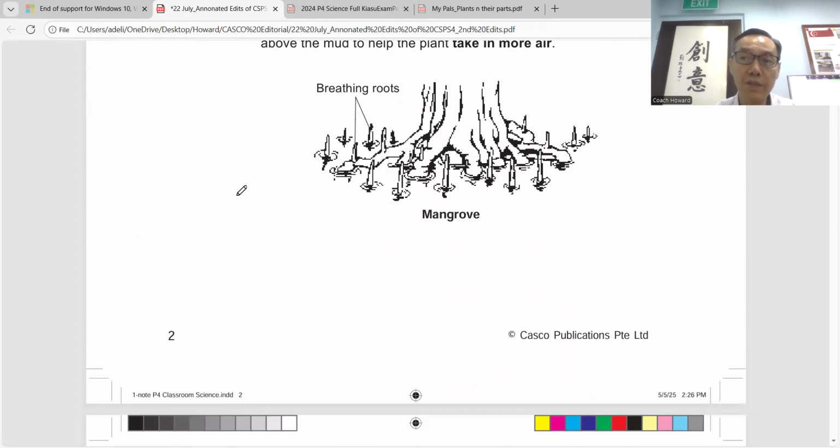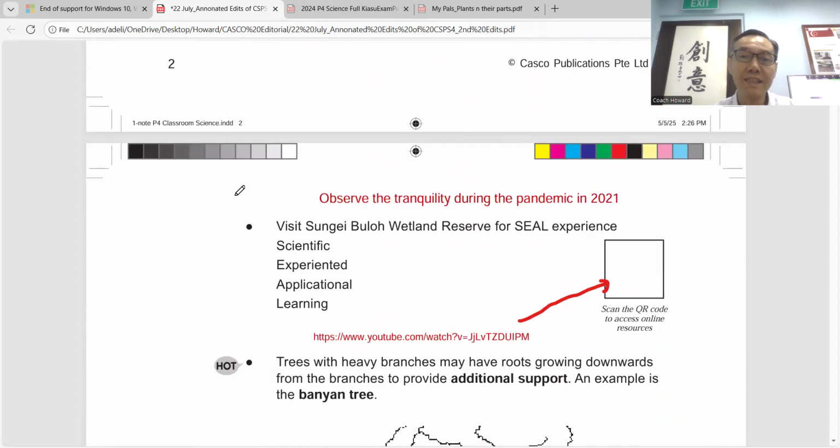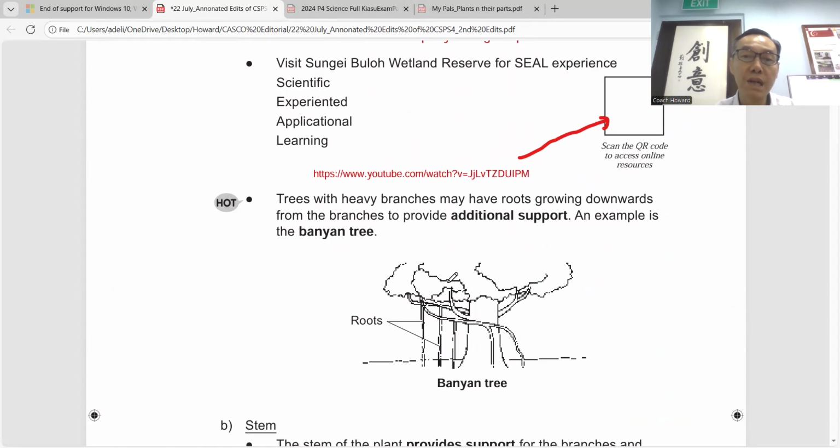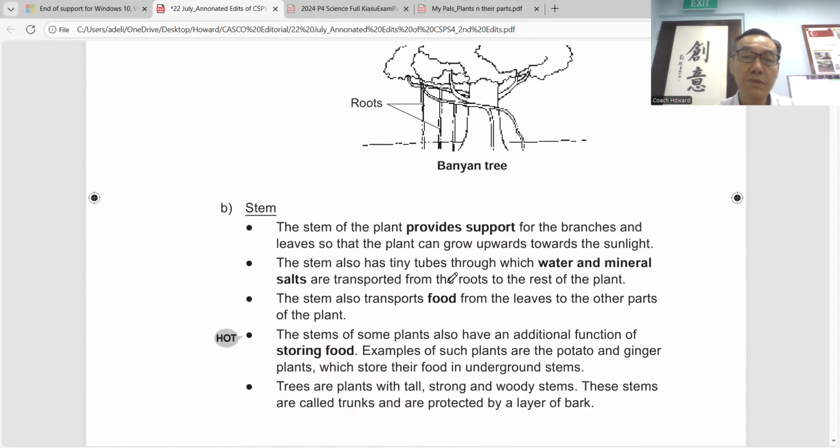Gigantic crocodile, more than 300 kilograms. Okay, this is the one. You scan the QR code to visit the Singapore Wetland Reserve. So these are the important part.